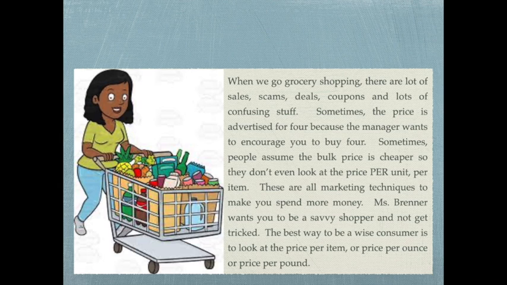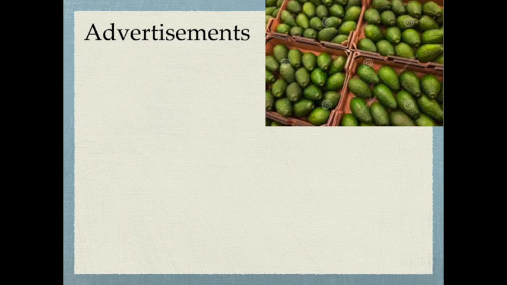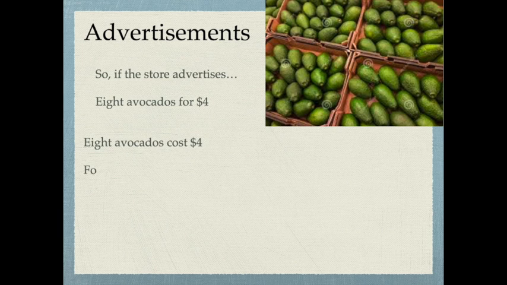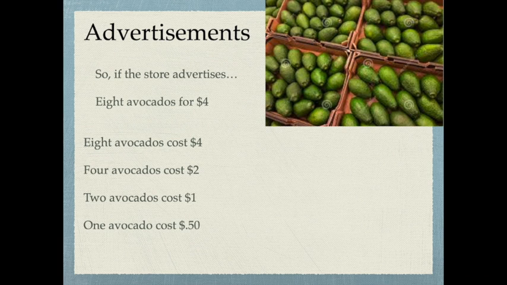The best way to be a wise consumer is to look at the price per item, or with food, the price per ounce. So let's talk about avocados. The store advertises 8 avocados for $4. That means that 4 avocados should cost $2, and 2 avocados should cost $1, and 1 avocado should cost 50 cents. But that can't keep going on forever.